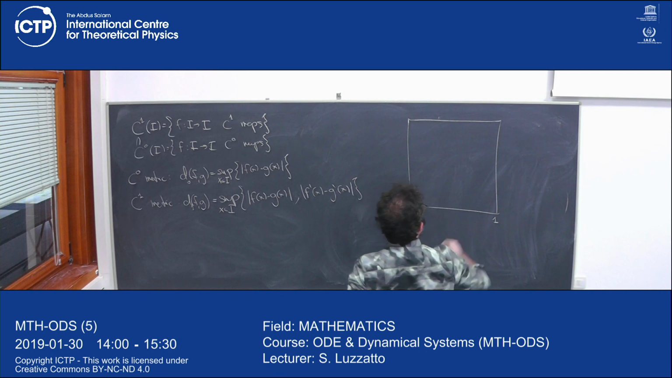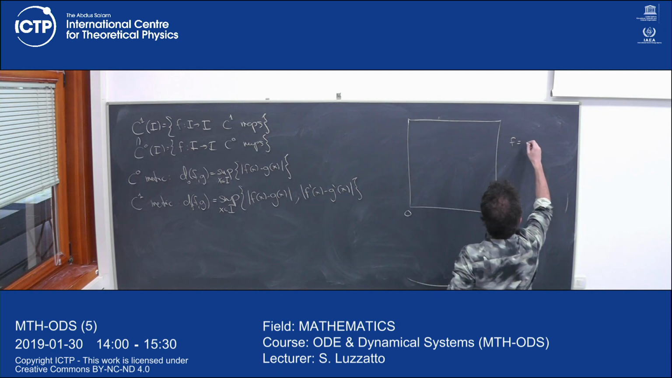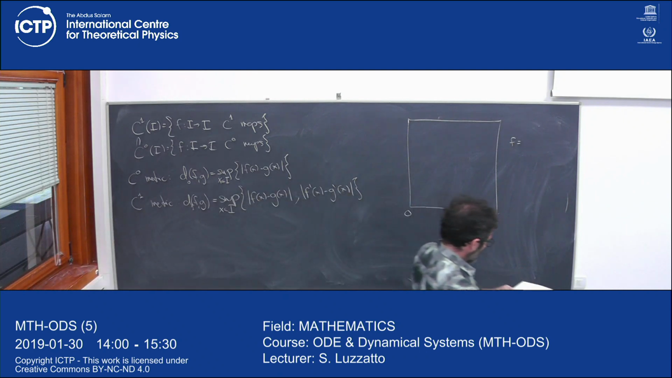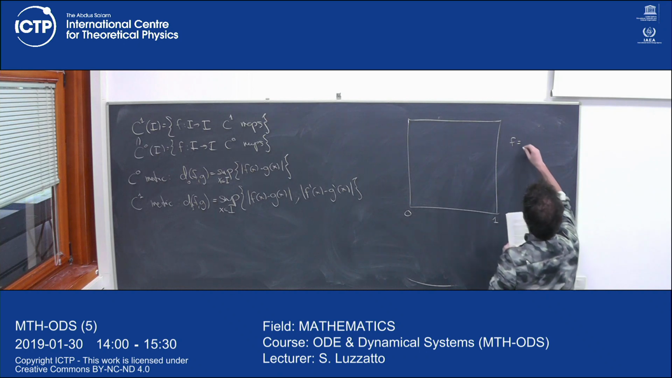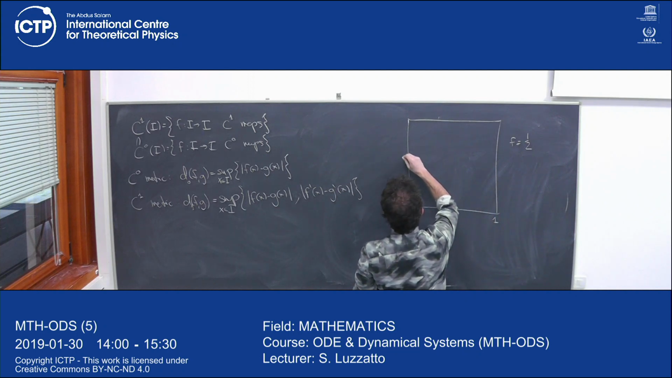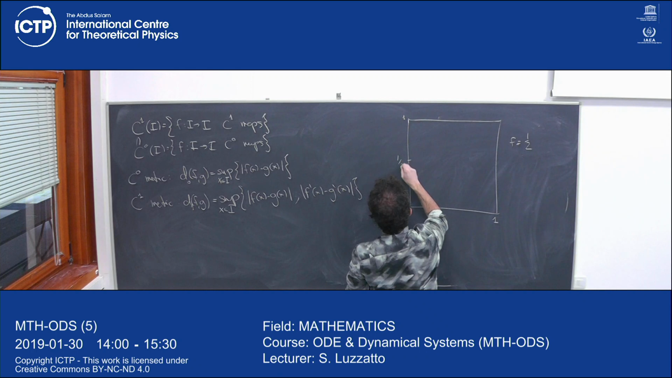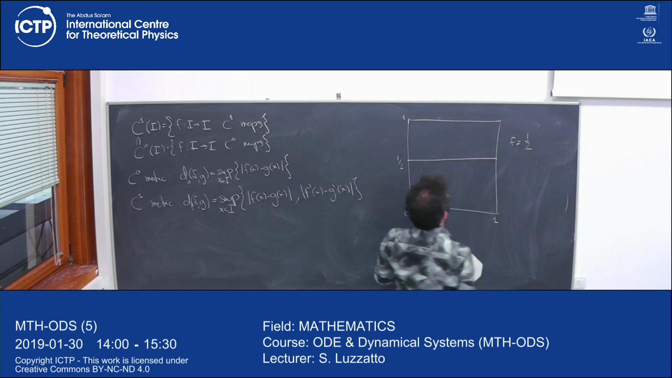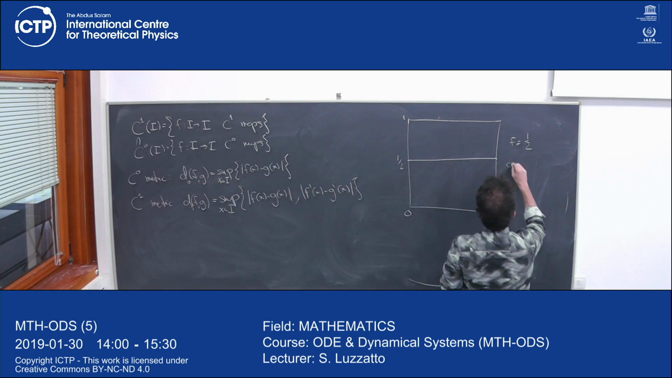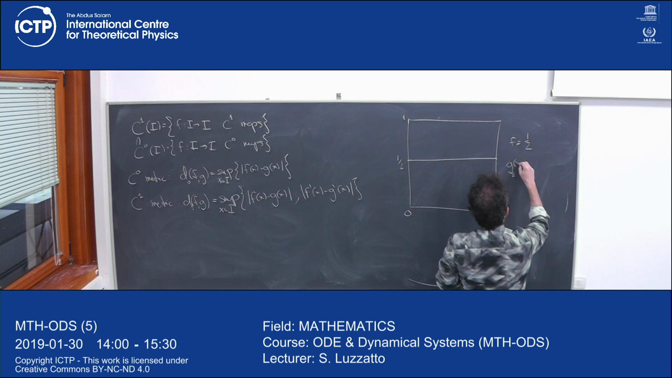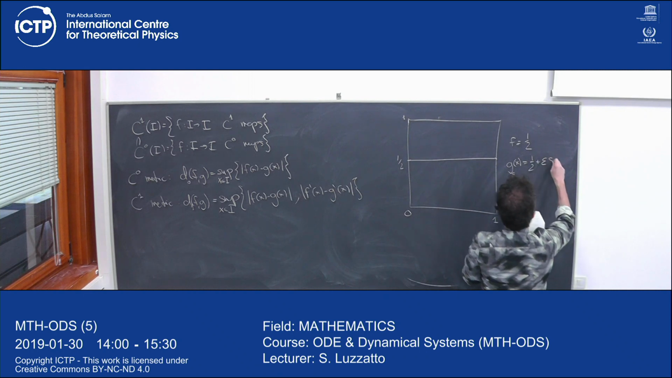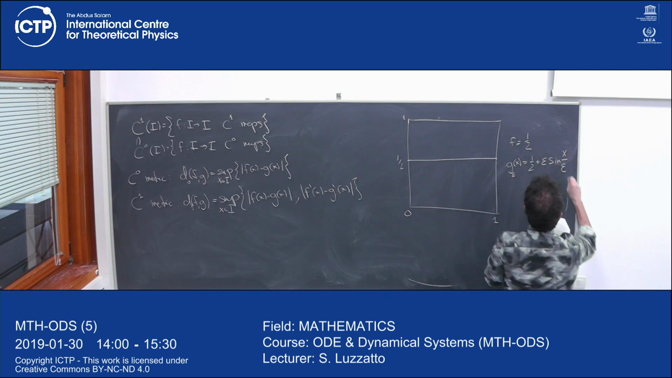consider the map f, which is identically 1/2. So this is just the constant map 1/2. And then let's say g, the family of maps that depends on epsilon: g(x) equals 1/2 plus epsilon sine(x over epsilon).